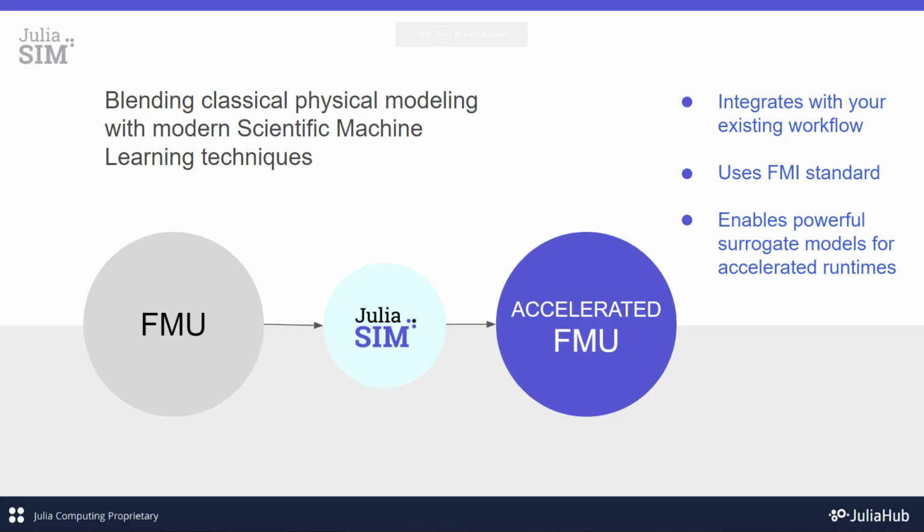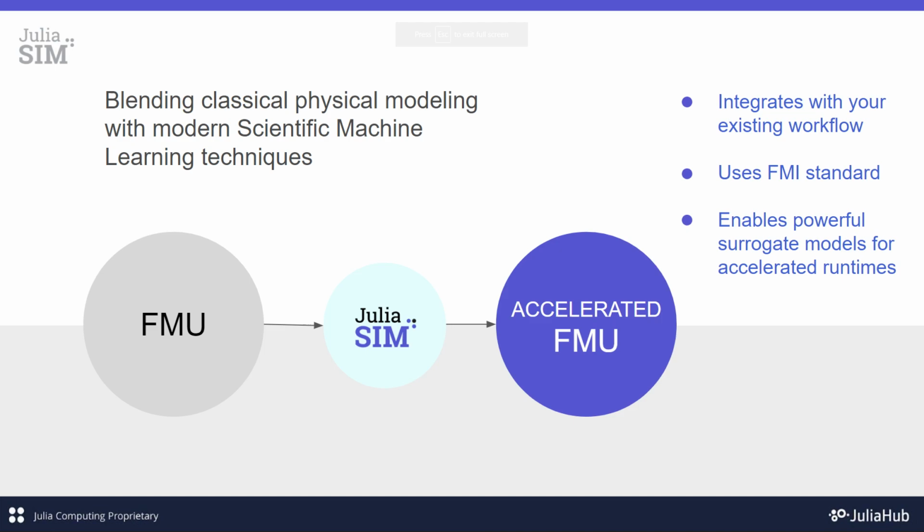So let's briefly summarize what just happened. We took an FMU out of our existing workflow and we used JuliaSim to compute a surrogate and generate a new accelerated FMU of this model. We also took a look at how we might diagnose and analyze this model so that we can better understand where it fits in with our use case. So that's an example of how JuliaSim can complement your modeling workflow while integrating with your existing tool sets.